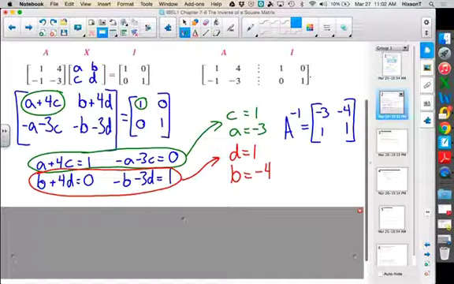Okay? Can you just switch the numbers around? Oh wait, it's a negative 1, not a 1. I see. Yeah.